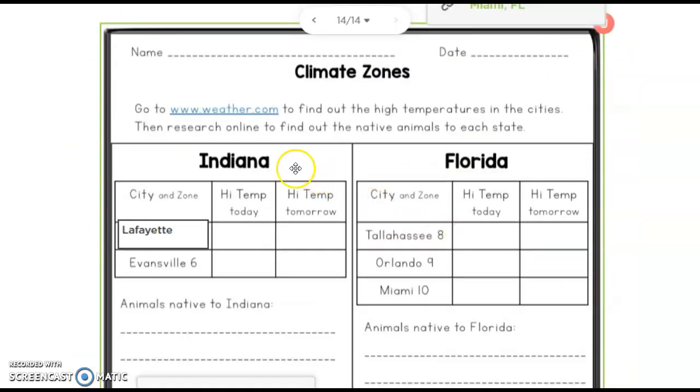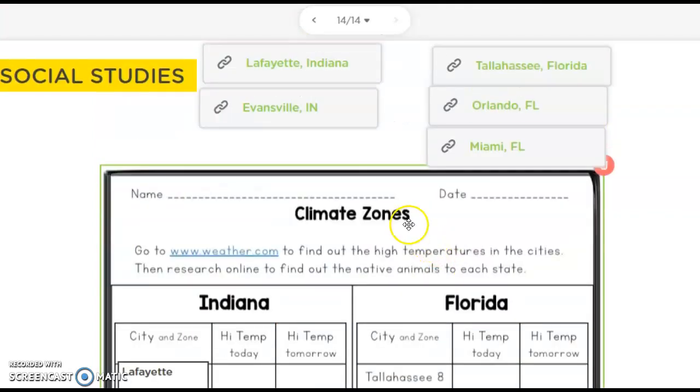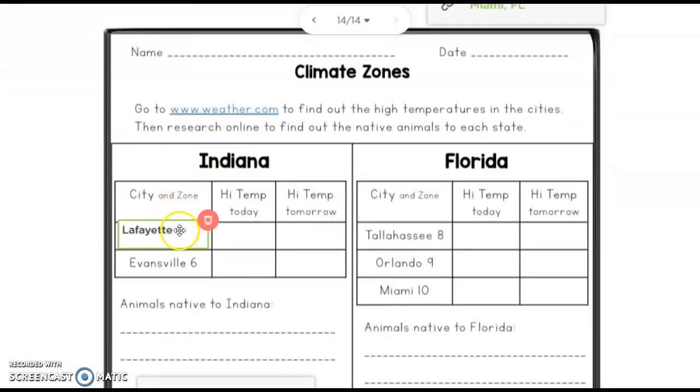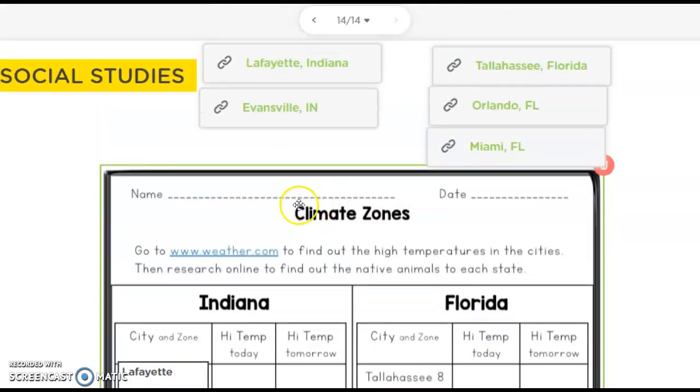So today we are going to be filling out different parts of states and see the temperature differences from north to south. So we are going to do a couple of them together and then you'll do the rest on your own. The first one we're going to do is Lafayette. We'll first find the high temperature for today and then the high temperature for tomorrow. Now yours will probably be different because I'm doing mine on a different day, but let's click on this first link.